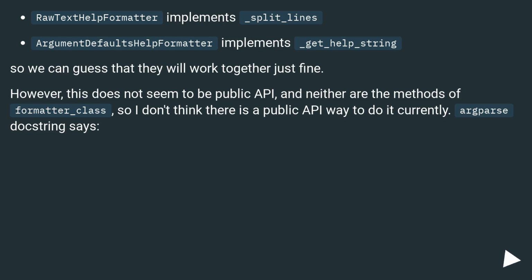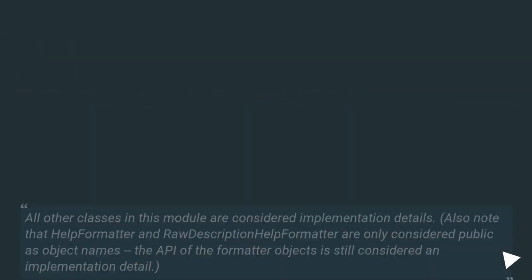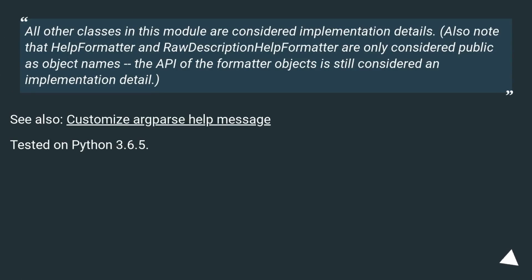Argparse docstring says: All other classes in this module are considered implementation details. Also note that HelpFormatter and RawDescriptionHelpFormatter are only considered public as object names. The API of the formatter objects is still considered an implementation detail. See also, customize Argparse help message. Tested on Python 3.6.5.